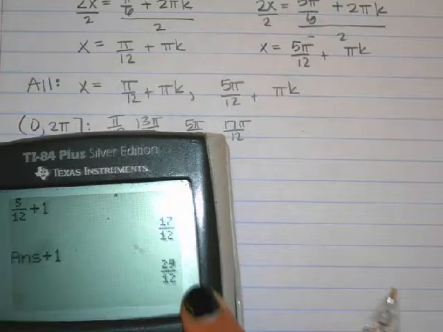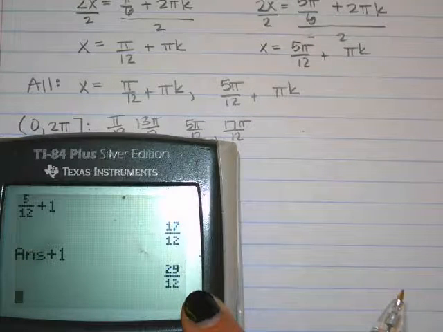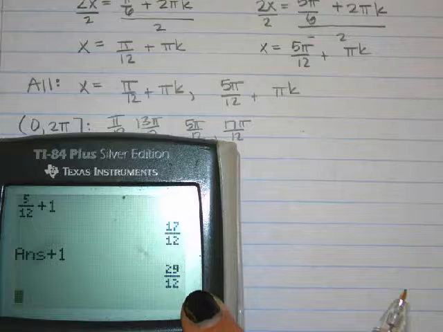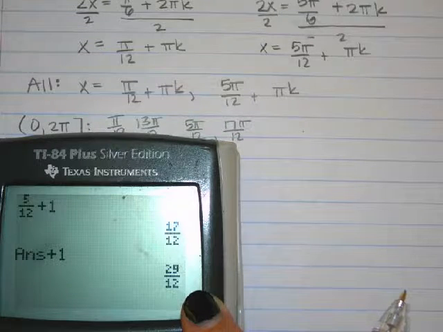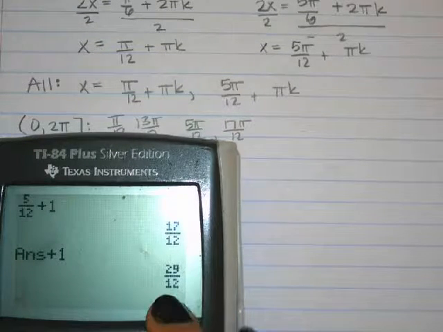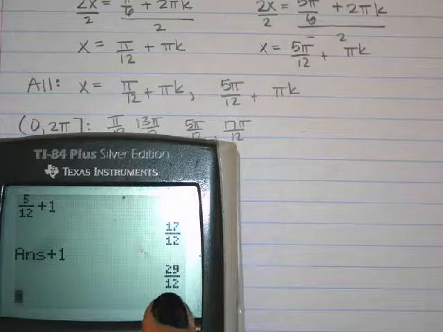That is 29 twelfths. 29 twelfths is bigger than 2, right? 24 twelfths would be 2. 29 is bigger than 2. That's outside the interval, so I do not write that one down.